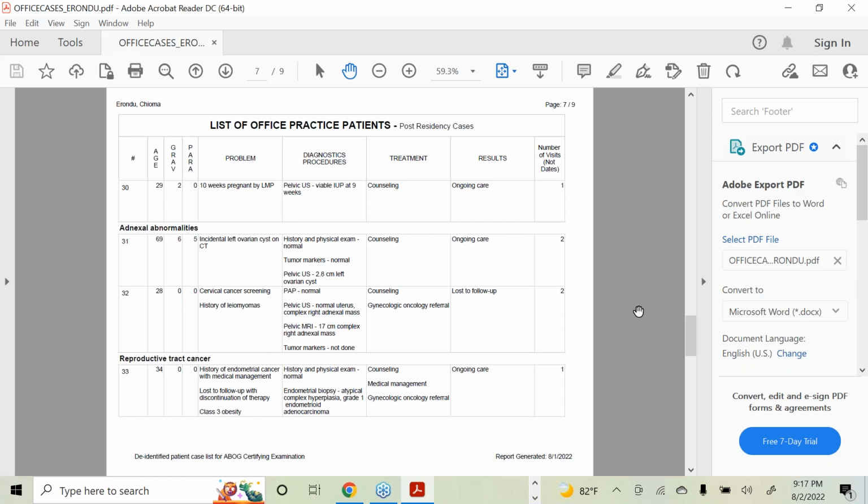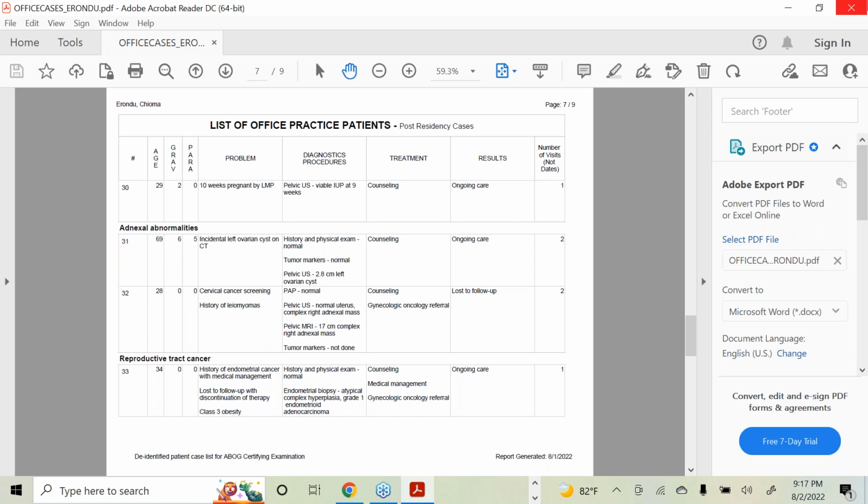Now, one thing I would like to mention to all of our candidates is on the GYN case list, really critical. On the office practice case list, pretty much too. We do want to characterize the adnexal masses. So when we mention an adnexal mass, the examiners want to know three things. What side is it on? This is on the left. How big is it? It's 2.8 centimeters by ultrasound. And then how do we appreciate its significance?